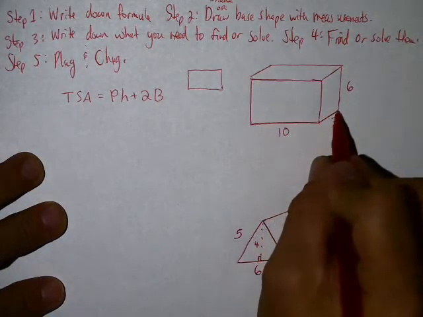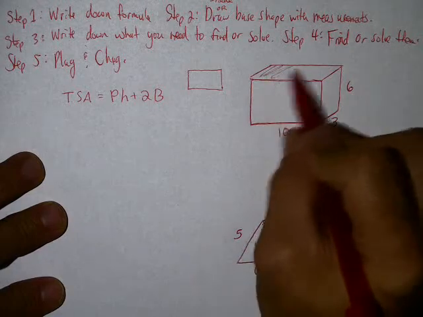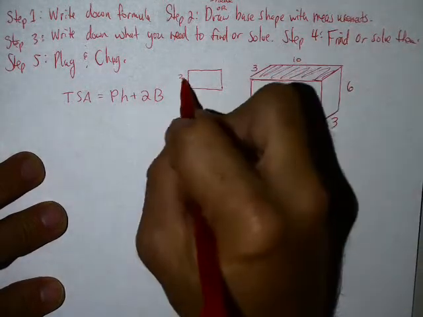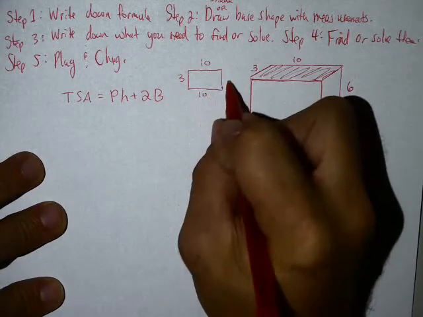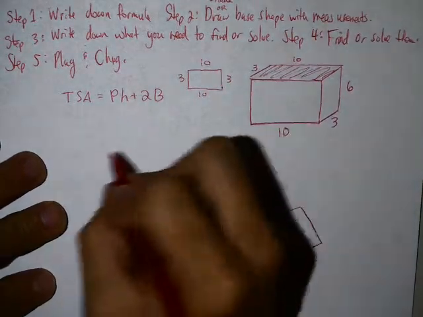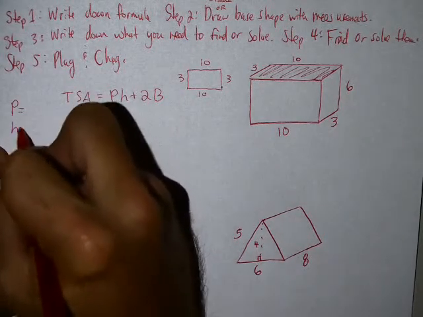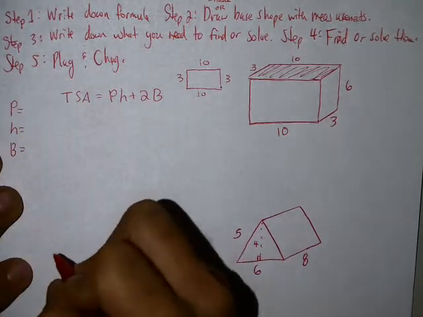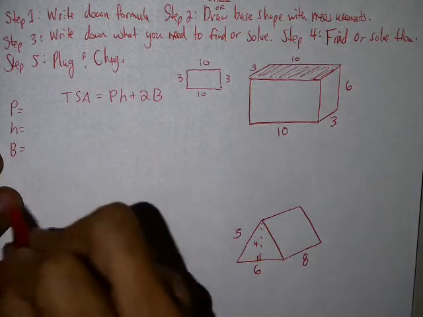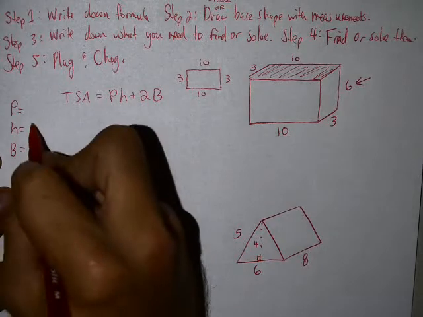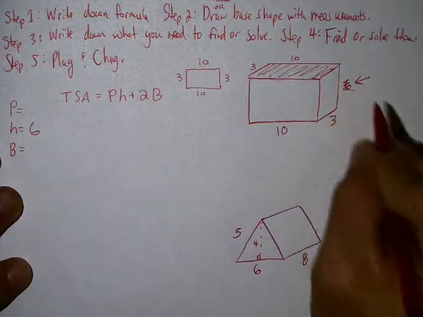It's a 10 by 3. If you look up here, those dimensions are the same. So here's your 3, here's your 10. If you draw this and put the numbers around it, it will help you. Next, I'm going to write down the 3 things that I have to find. I have to find or solve the capital P, the H for height, and the area of the base, capital B. The first one and the easiest to find is the height. Well, it's right there. If I write that down, I don't have to solve it anymore.